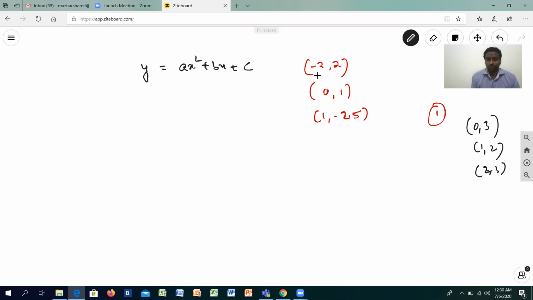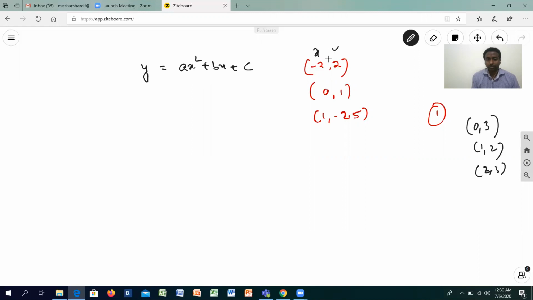So as we know, when we have 3 points, basically each point has an x coordinate and a y coordinate. That's what we're going to use. You just have to remember the general form of the parabola or the quadratic equation, that is ax squared plus bx plus c.